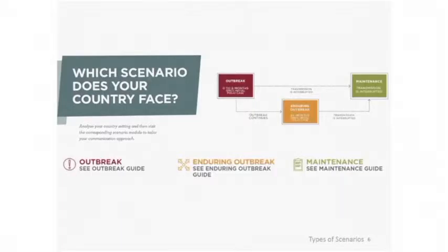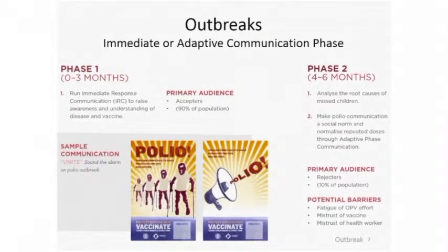Let's look at the outbreak phase. When we're talking about the outbreak phase, we're thinking about the communication work in two parts. There's a sub-phase, the first 3 months, and then there's the second phase, the 4 to 6 month period. But what one should think about is that in the outbreak, we really are talking about immediate communication.